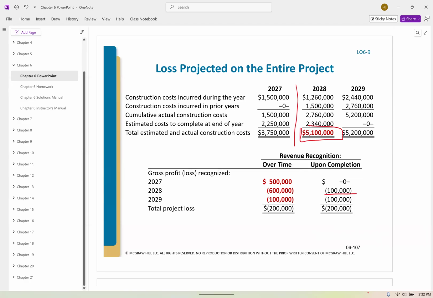So you can see the total is 100,000 right after that. Okay. 2029 comes along. We realize we're going to have another $100,000. We're going to go ahead and record that. And then that will get us to the $200,000 loss. Okay. So we're not using that percentage as we go forward, because we know we're not going to make money. And it became apparent in 2028 that we were not going to make any money.